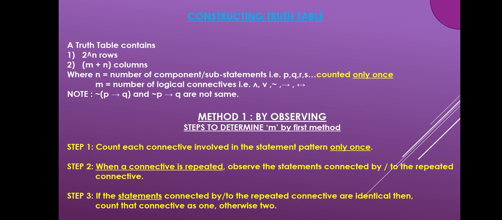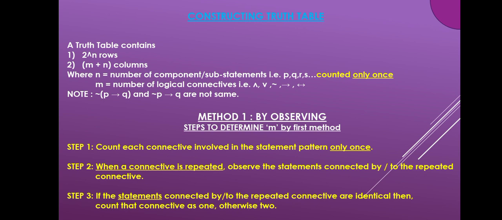Constructing truth table. A truth table contains 2 raised to n rows and m plus n columns, where n equals the number of component or substatements, that is, P, Q, R, S, counted only once, and m equals the number of logical connectives, that is, and, or, negation, implication, or double implication. Note that negation of P if and only if Q, and not P if and only if Q, are not the same. There are two methods to determine m.